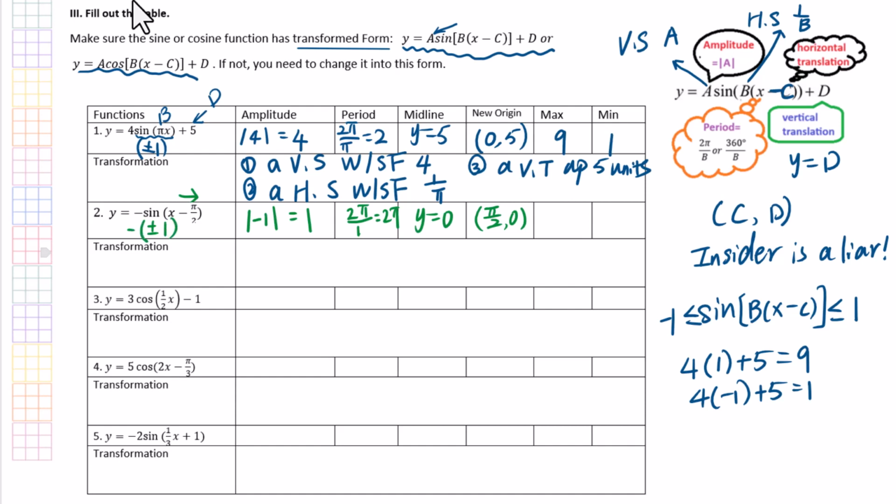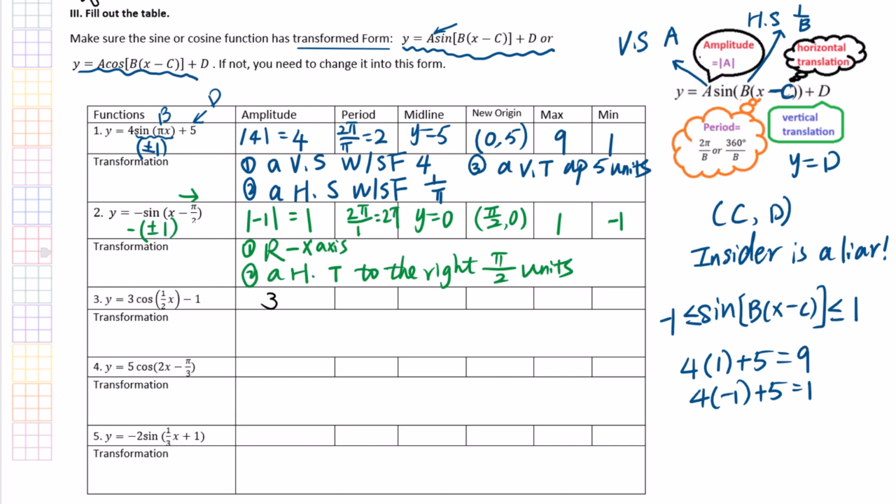Maximum value, plus or minus 1. We have a negative sign. So negative 1 is minimum, positive 1 is maximum. Translation. This negative sign means reflect about the x-axis. Second step, a horizontal translation to the right, pi over 2 units.